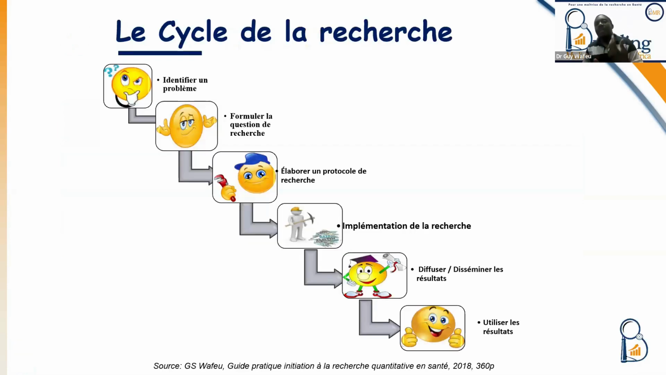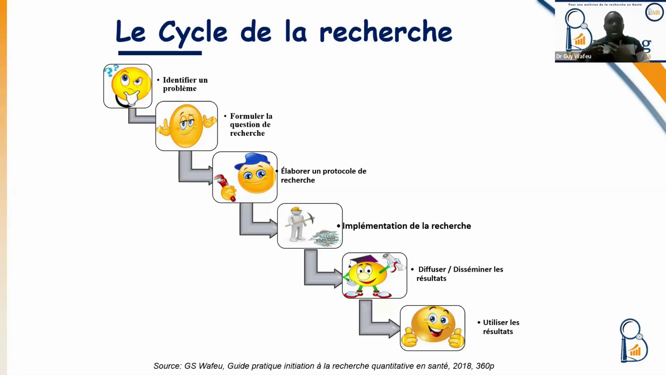And this is the research cycle. That is the process I was talking about. In the research cycle, you first of all always have to identify a problem. What is the problem you are trying to solve? Then you should formulate a question from that problem you have identified. Then you should write a research protocol, which describes how you are planning to work to be able to solve the problem you have identified at the beginning.